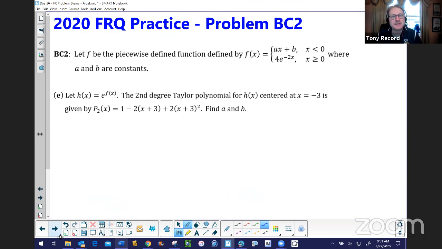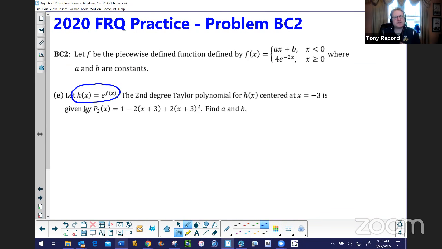I'm a little hesitant to do part E because I really want to make sure that we do it justice, but it's a problem that we certainly want you to take a look at. It's definitely one of Brian and I's favorite questions. It asks you to find the values of both A and B. So it's the same conclusion as the previous question, but now we've thrown in the idea of this second degree Taylor polynomial for a function h of x. H of x is defined to be e of f of x.